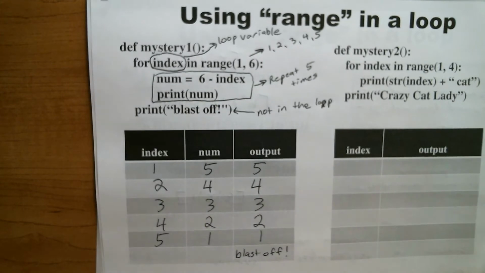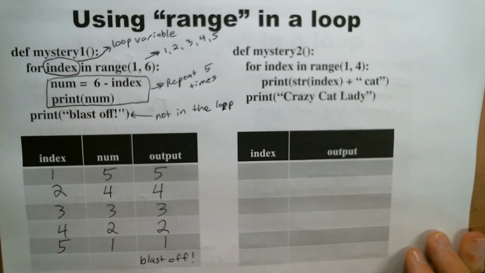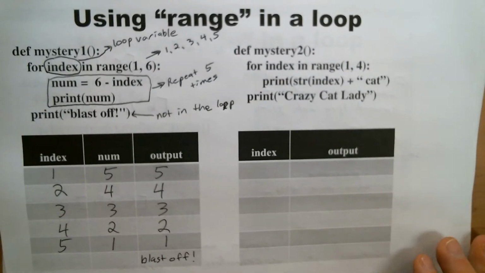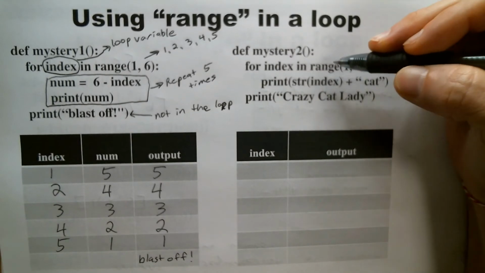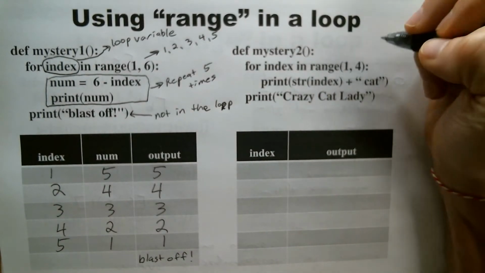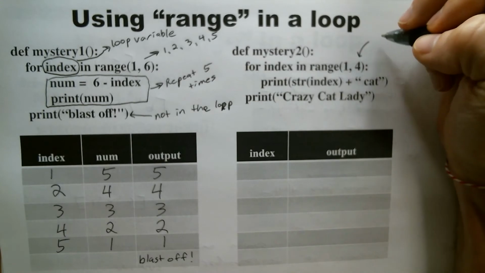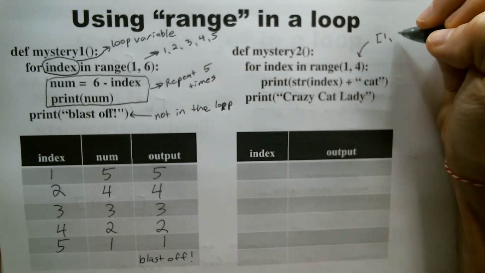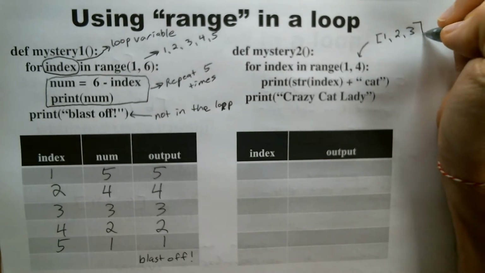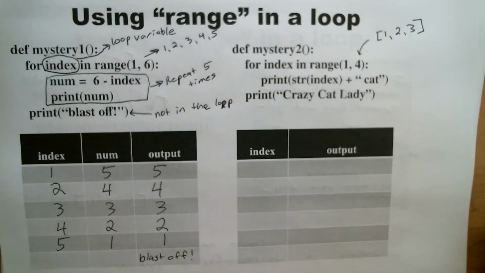So let's try another one here. It'd be a good idea to try this on your own. So I would pause the video, try it on your own, see what you end up with. But after you've tried that, I will go over it. So again, we have for index in range 1, 4. That tells us that this list is going to have a 1 in it, a 2 in it, a 3 in it. It will not have a 4.